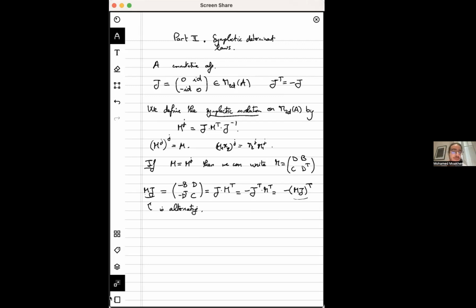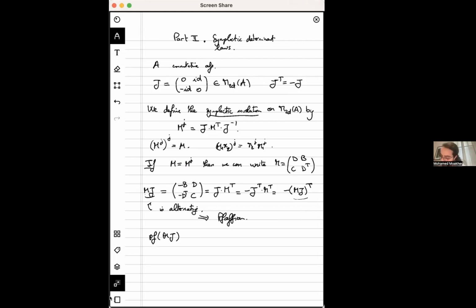So if we pick an invariant matrix under the symplectic involution and we multiply it by J, we get an alternating matrix. And the thing is that for alternating matrices, the determinant has a square root, which we call the Pfaffian. So for alternating matrices, we have the Pfaffian, and it is a square root of the determinant.